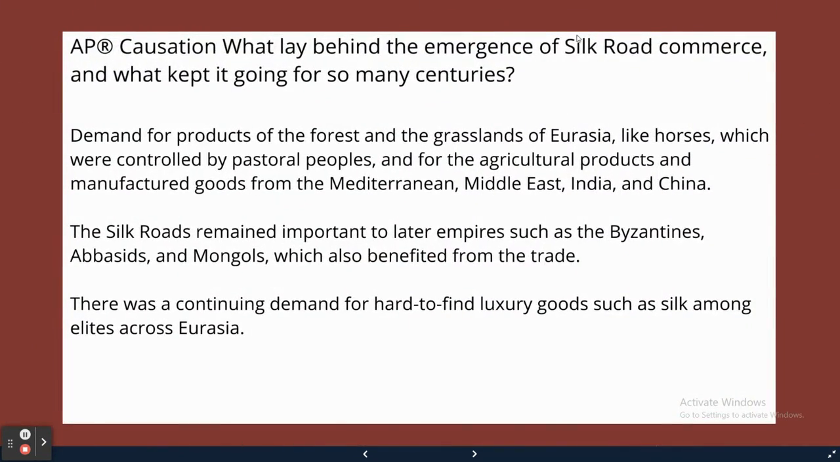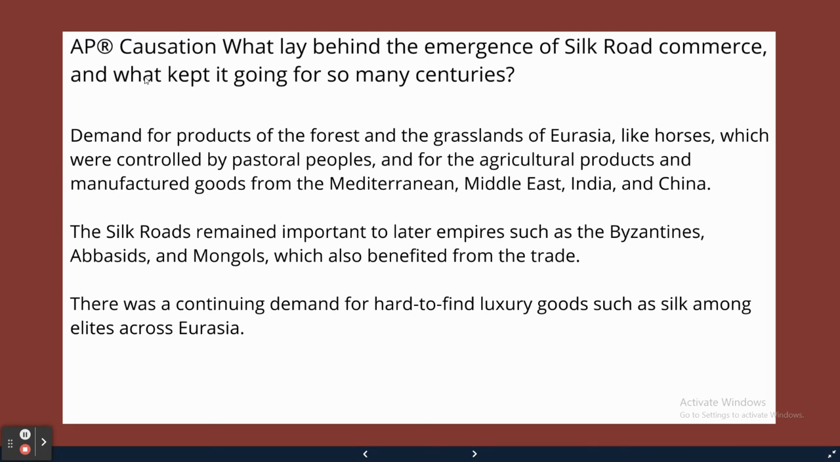What is going to lay behind the emergence of the Silk Road and what's going to keep it going? Well, the need for goods and products like silk or like horses, these are going to be the things that are going to cause people to start it. And the desire to have these goods is going to be what keeps it going for so many centuries.